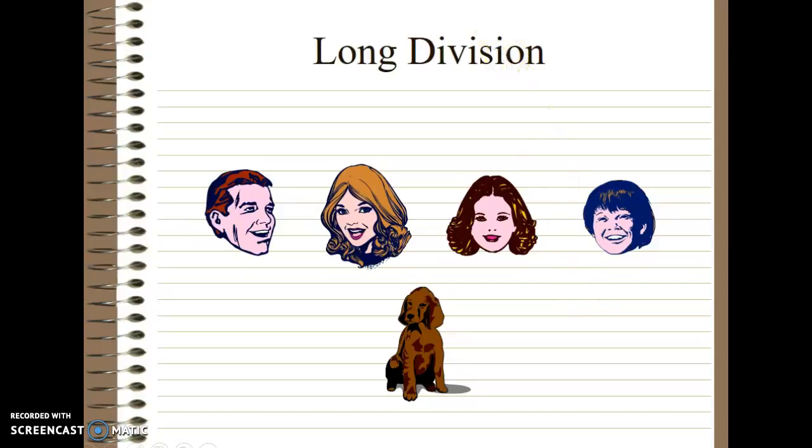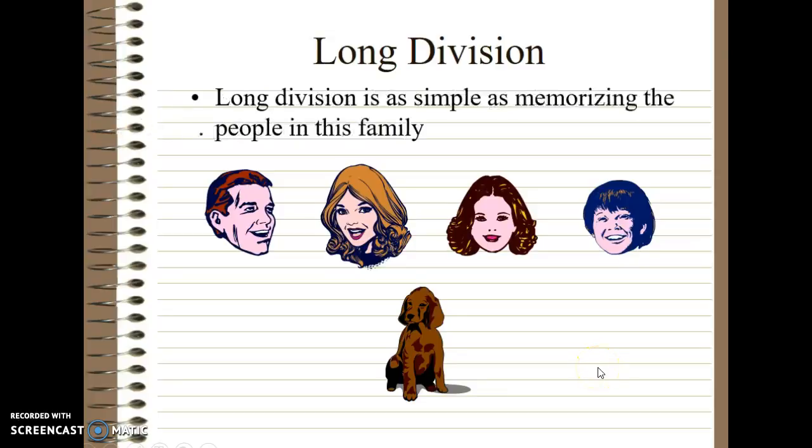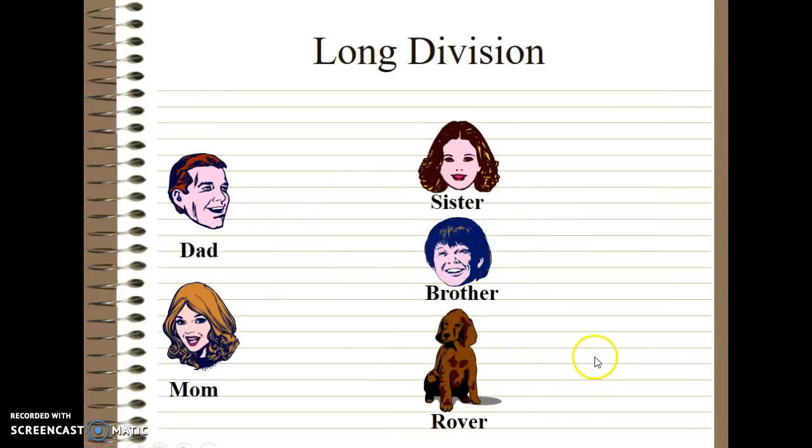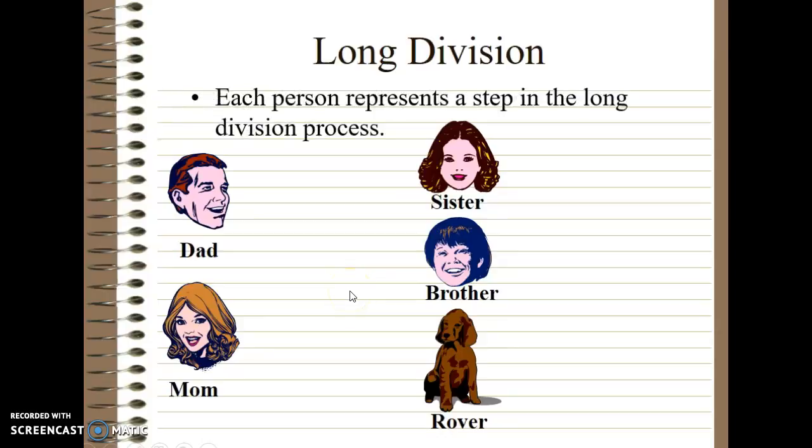We talked last time about remembering these family members as the steps to the long division process. Long division is as simple as memorizing these people in this family. We have a dad, a mom, a sister, a brother, and our dog Rover. Dad is division, mom is multiplication, sister is subtraction, brother is bringing down numbers, and Rover is repeating the process or a remainder. Each person represents those steps in the division process.